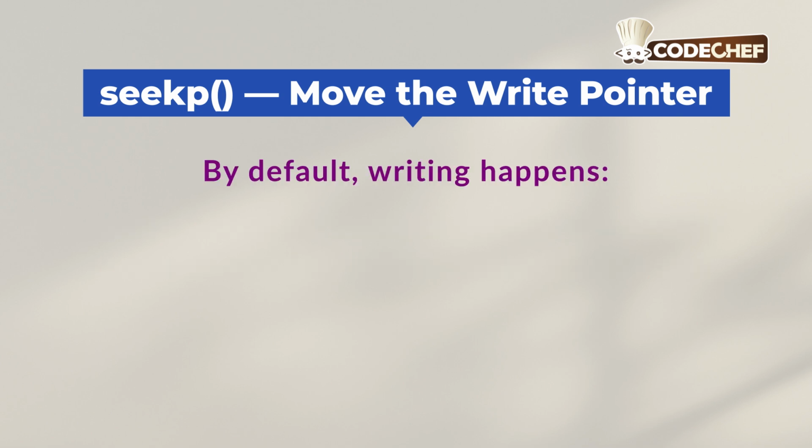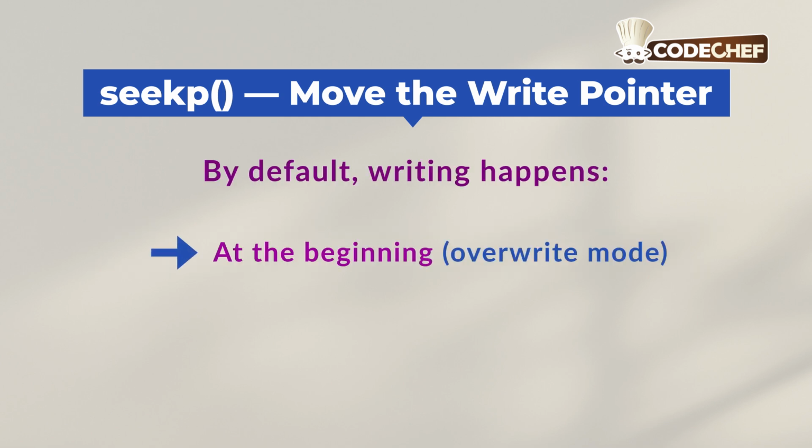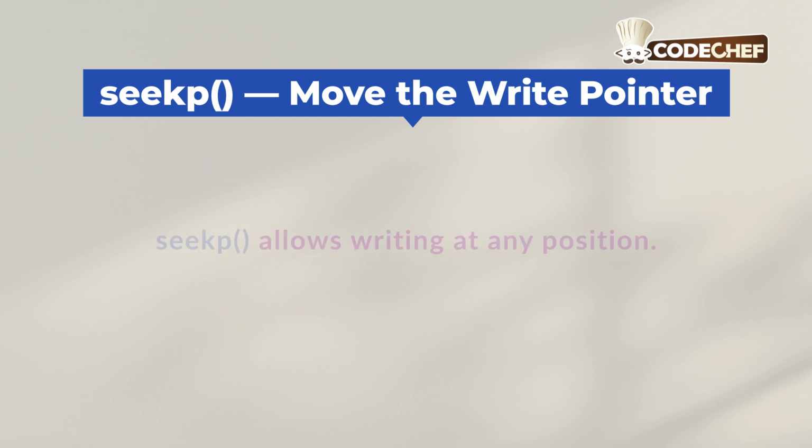By default, writing happens either at the beginning, which is overwrite mode, or at the end of the file, which is done using ios::app, which is basically the append mode. The seekp method allows writing at any position randomly inside a file.